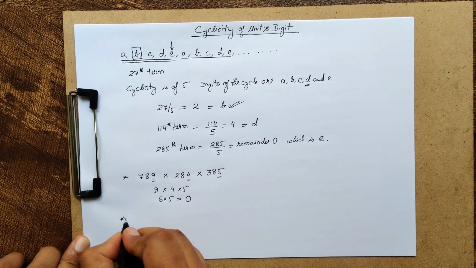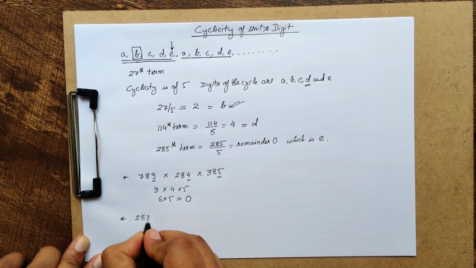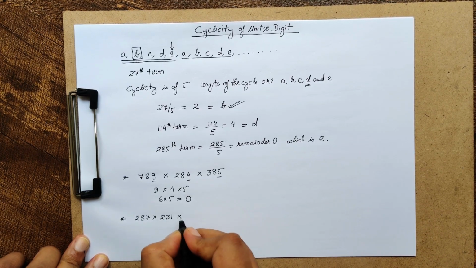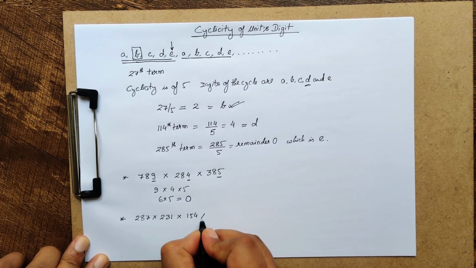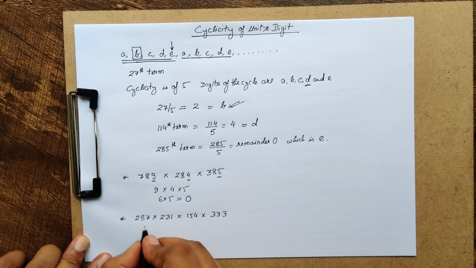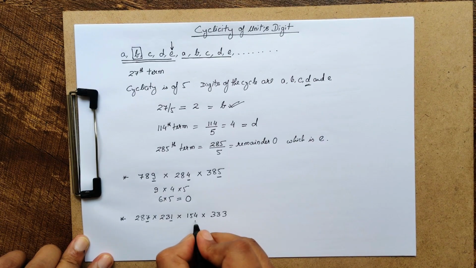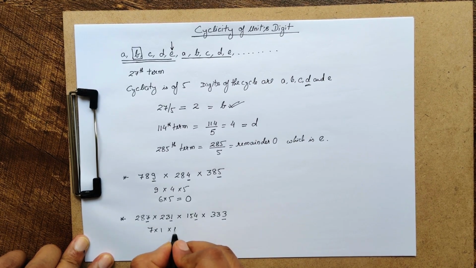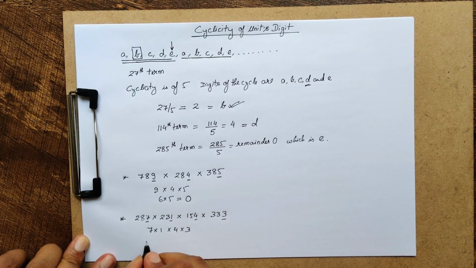Let's take another example. 287 multiplied by 231 multiplied by 154 multiplied by 333. All we have to do is take the numbers at the units place and multiply them. So 7 into 1 into 4 into 3. We can write it as 7 into 4 is 28, we take 8, 8 into 3 is 24. So 4 is the digit at the units place.